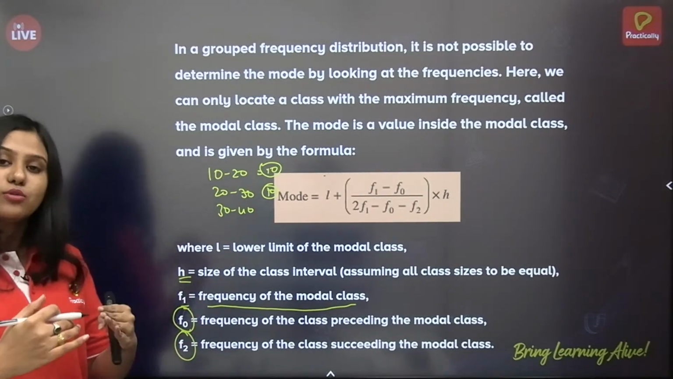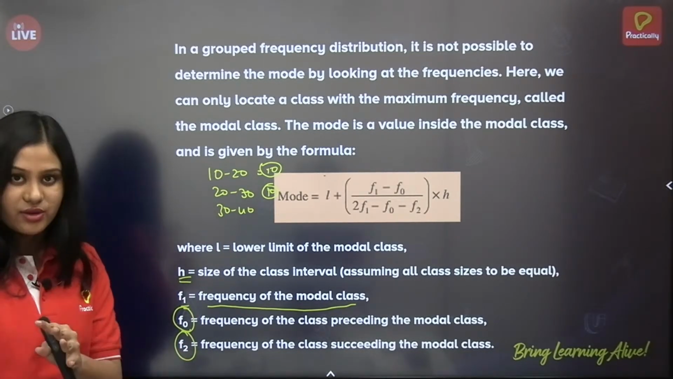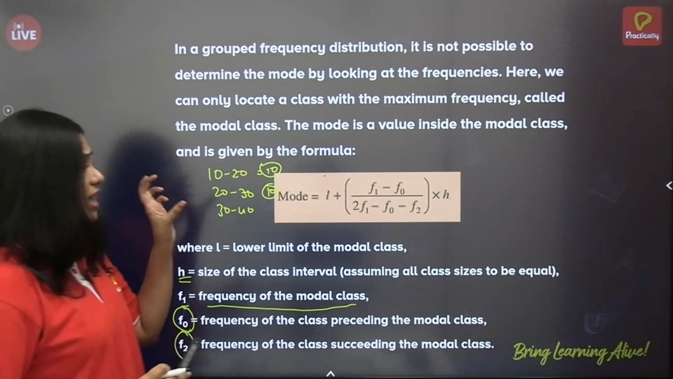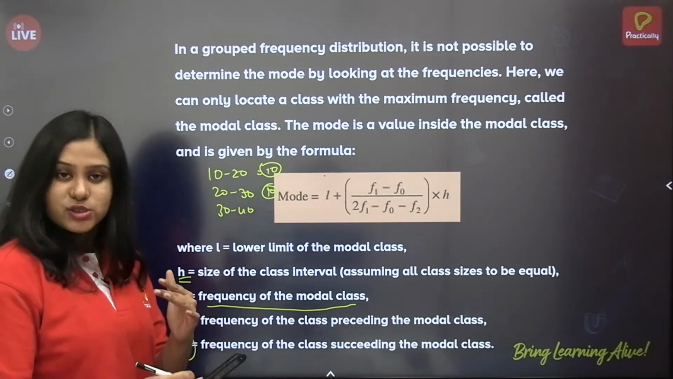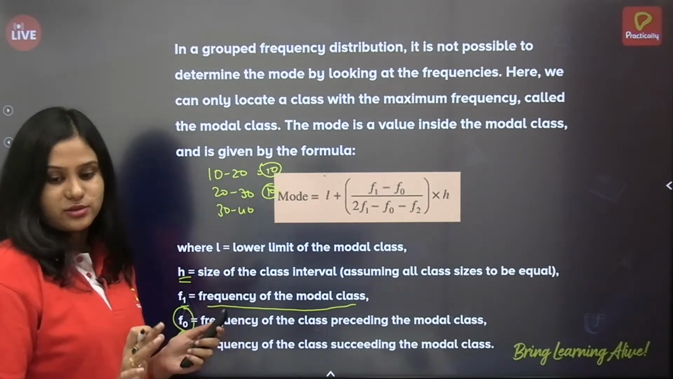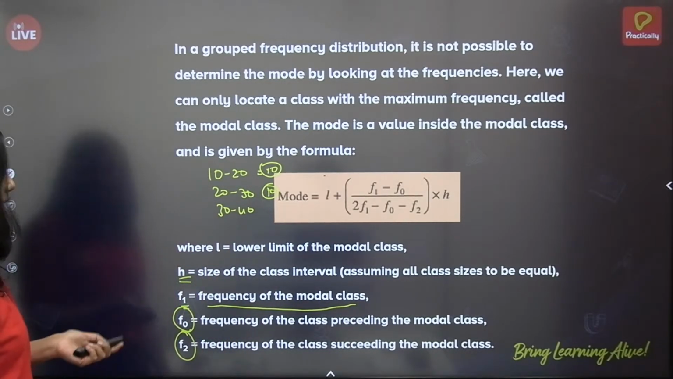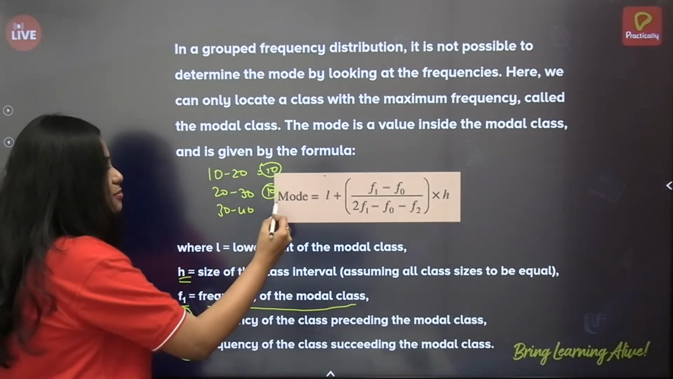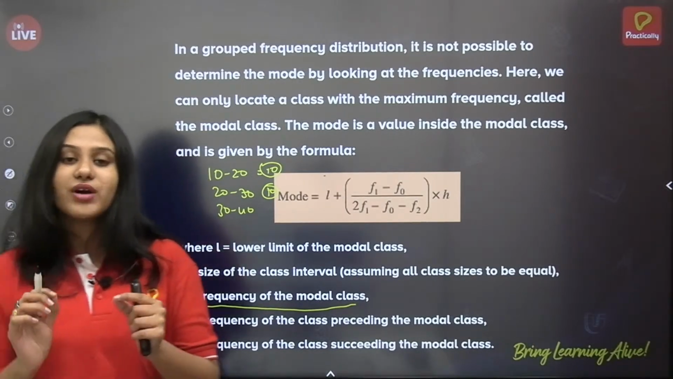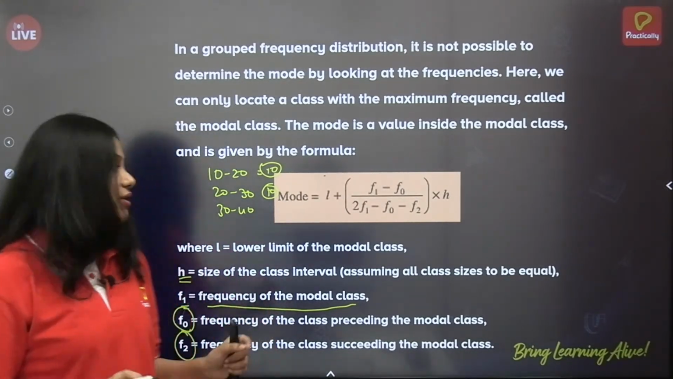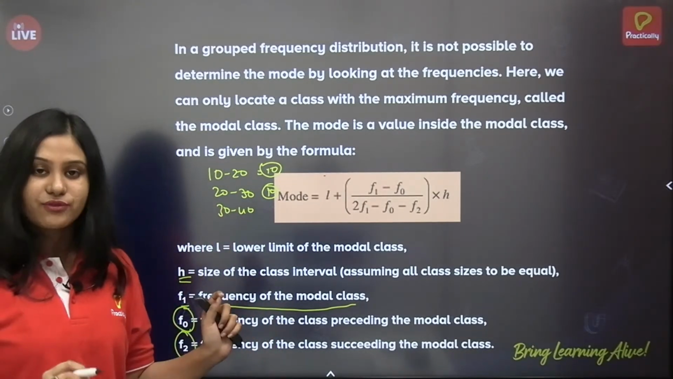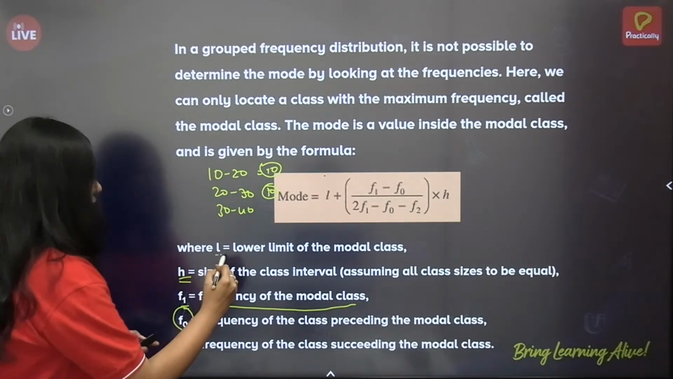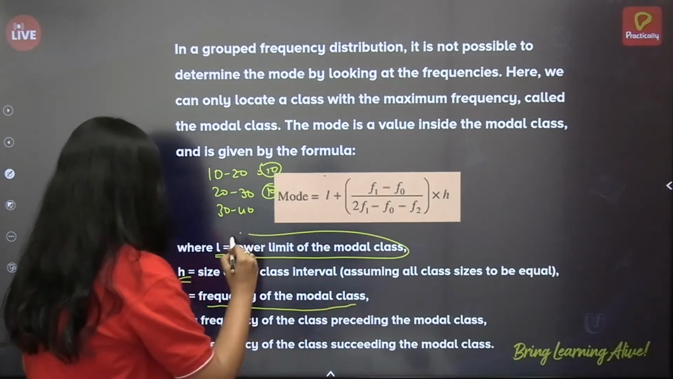So after the modal class, whichever class has the frequency, that is F2. I know there are so many things, but when we are solving the problem, it will be super easy. Trust me. So again, please remember the formula. Mode is equal to L plus (F1 minus F0) by (2F1 minus F0 minus F2) into H. And L is the lower limit of the modal class.